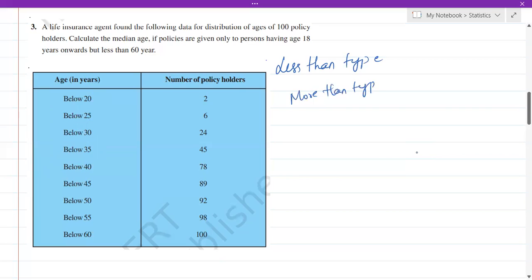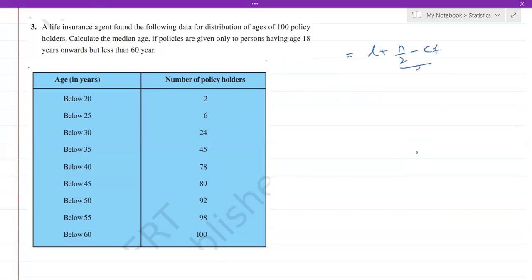Now remember, using this table, we cannot find median. Why? Because the median is given by the formula L plus (N by 2 minus CF) by F into H. Remember what is H? H is class size. Now you don't have this class size. Okay, let's say if you subtract 25 and 20, you get class size, but you don't have this frequency F, because here the corresponding thing that is given is not F.